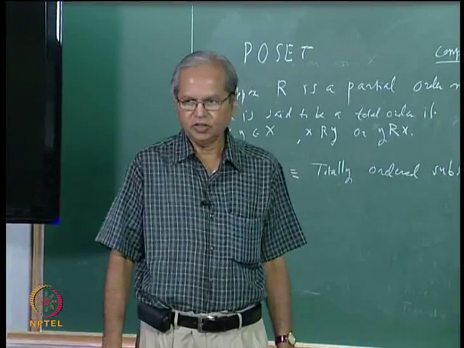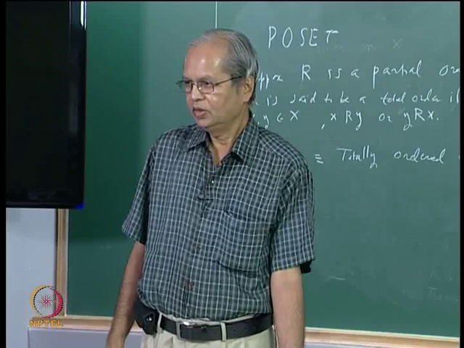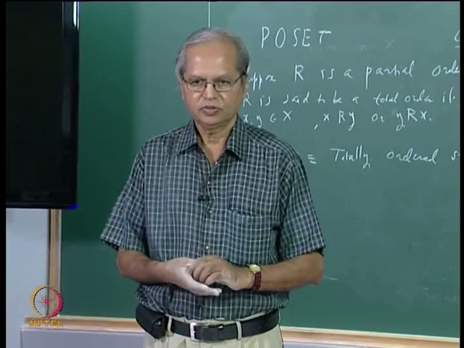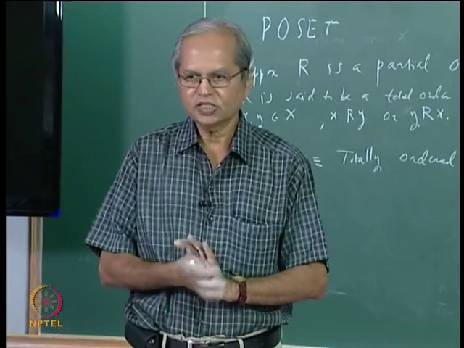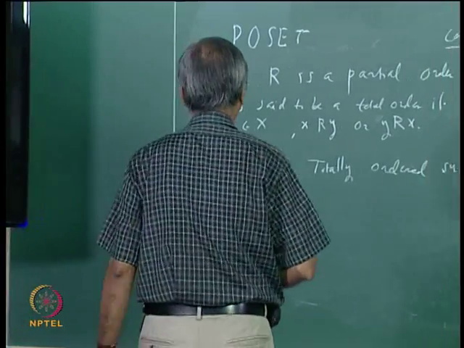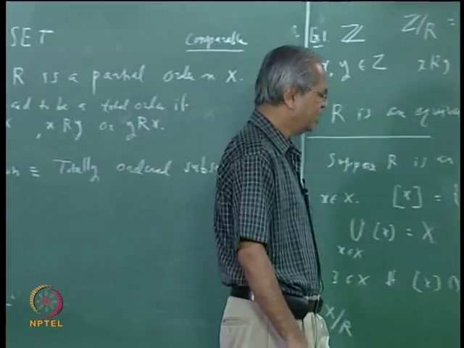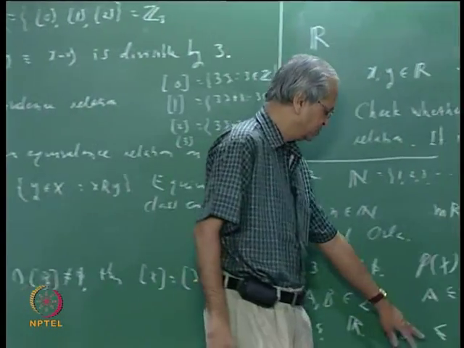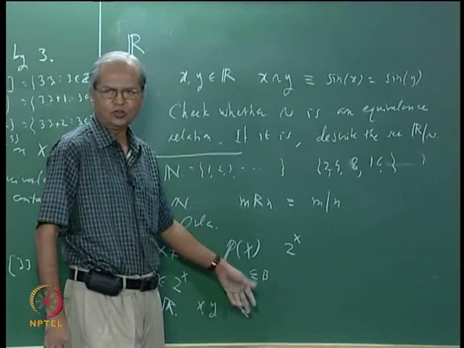Let me again repeat, a given partial order may or may not be a total order. But that partially ordered set usually will contain subsets which are totally ordered, and such subsets are called chains. Now, because of the popularity of this particular order, usually total orders or partial orders are denoted by this symbol.